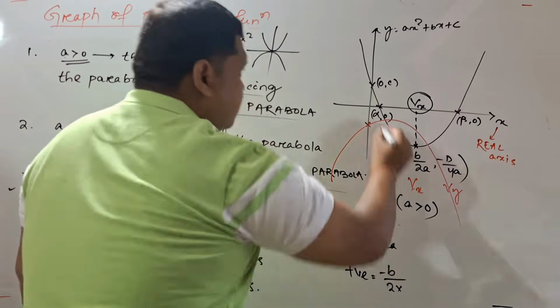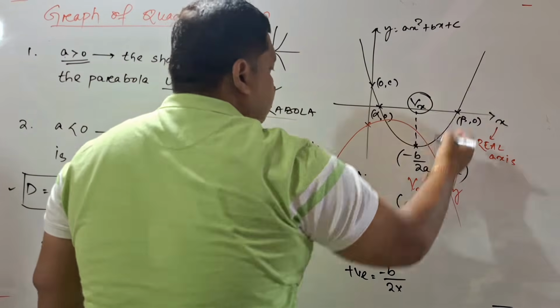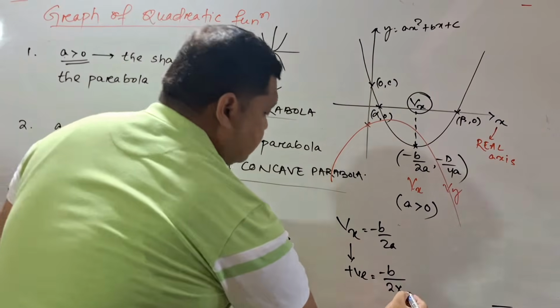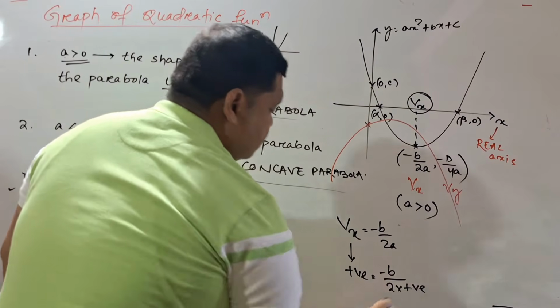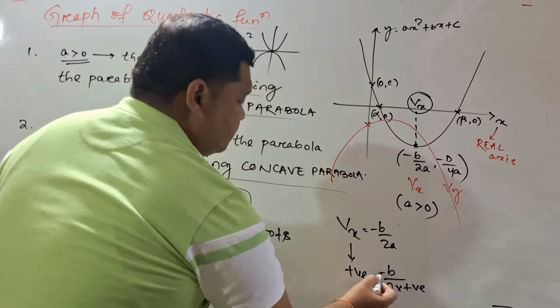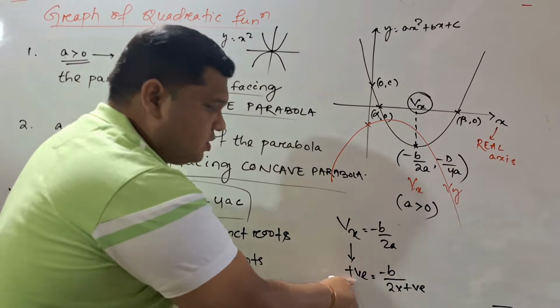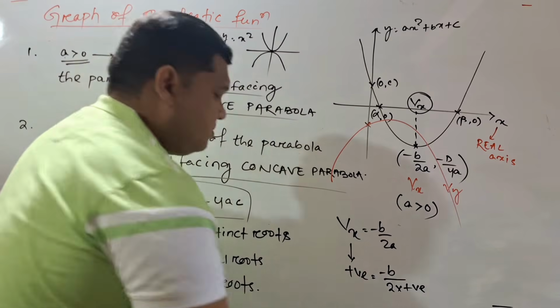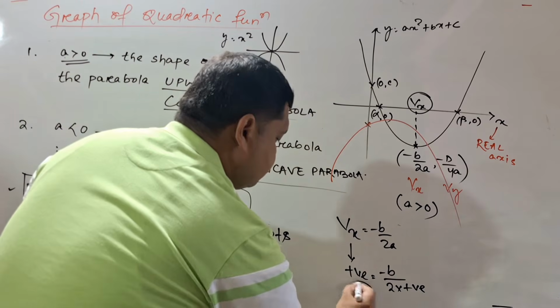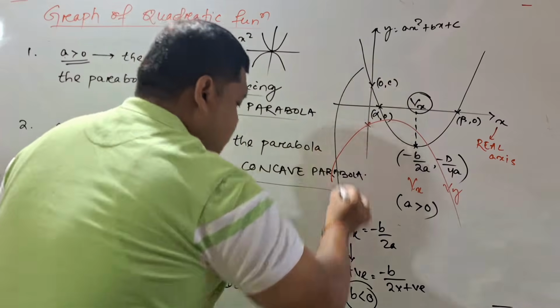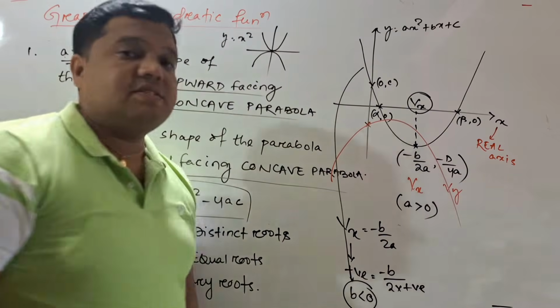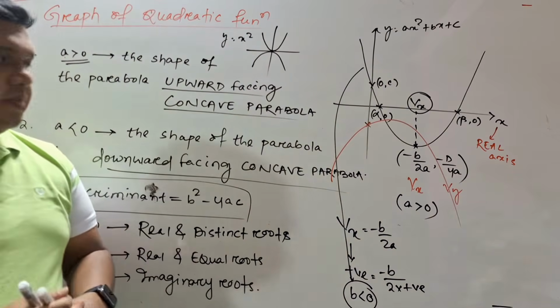For figure 1, what is a? A is greater than 0. So if a is greater than 0, that means it is positive. You know, negative and positive become negative, but the final answer is positive. So b must be negative. So here b is less than 0 in figure number 1. Why less than 0? Clear?